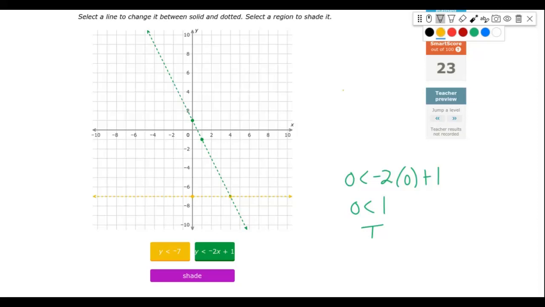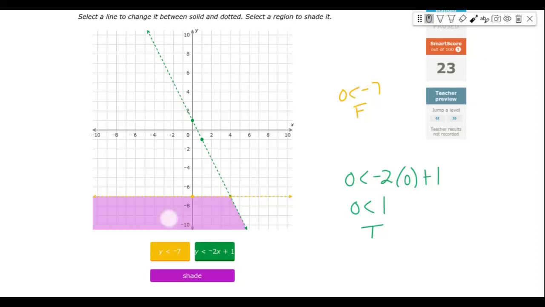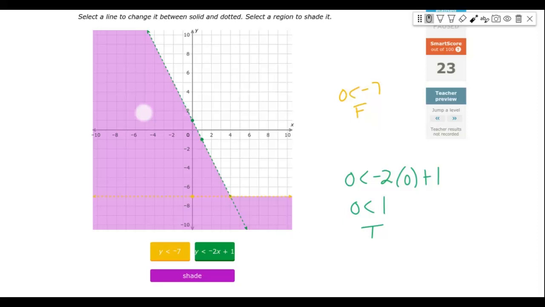So the yellow line, we said the test point was 0. Is that true or false? And it's false. So if we go with just that one, the yellow line shading where it's false would mean that we'd shade here and here, right? Because that's shading under the yellow line. For the green line, the shading ends up being true, so we want to shade under the line. So technically, under the line would be here and here.